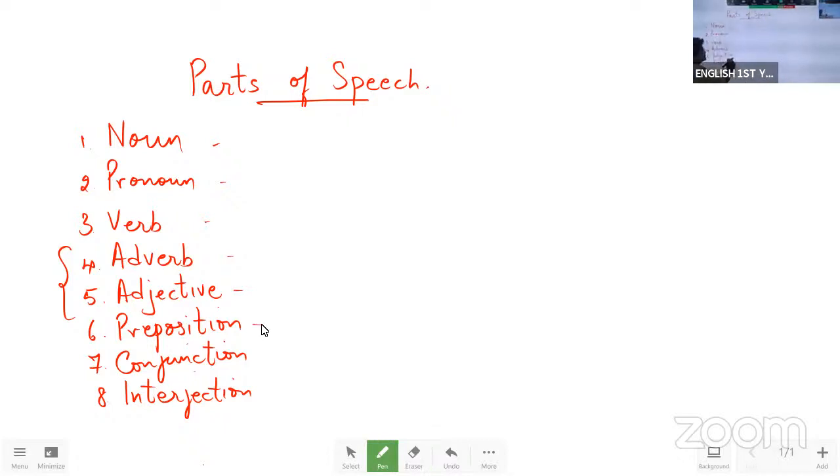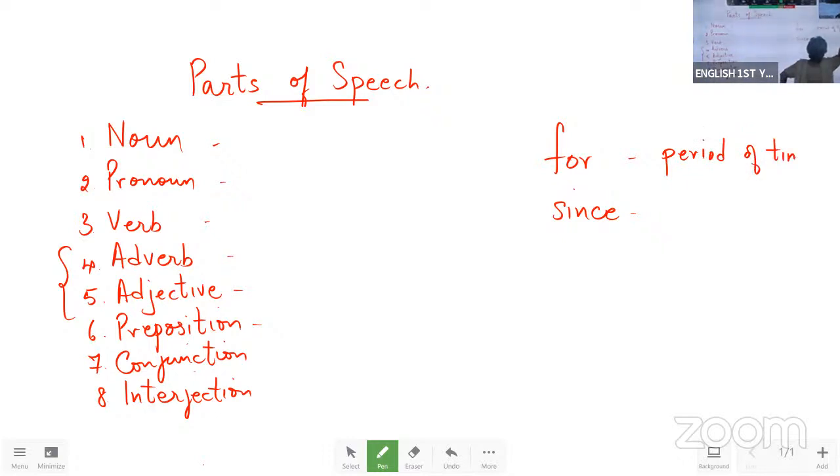Out of the 8 parts of speech, this is the most unpredictable because it does not have a one-to-one relationship. There are only a few things that we can explain clearly, like for and since. When for is used and when since is used. For is known as period of time, and since is known as point of time.